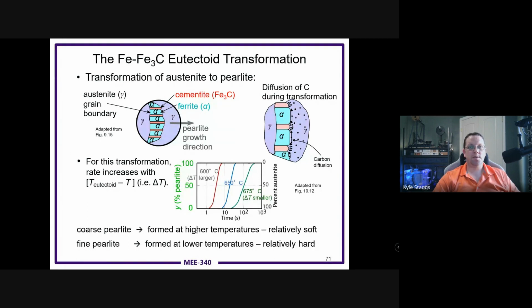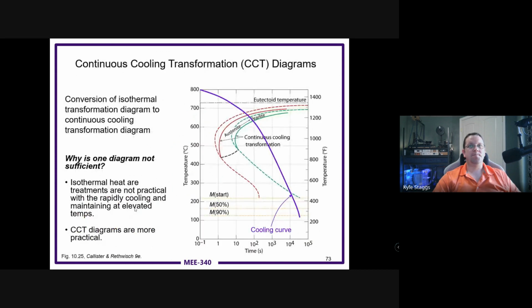So the higher temperatures typically give more coarse pearlite. If you cool faster, to lower temperatures, it's going to be finer. We'll see that on another graph. Depending on where you're crossing this cooling curve, the higher the temperature where you enter pearlite formation, the larger the pearlite grains you're going to have. The cooler you enter it, the smaller the grains are going to be.